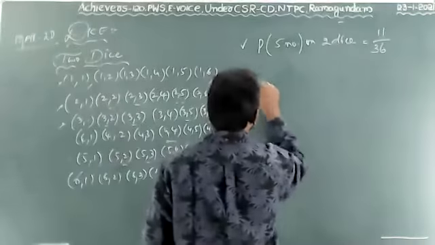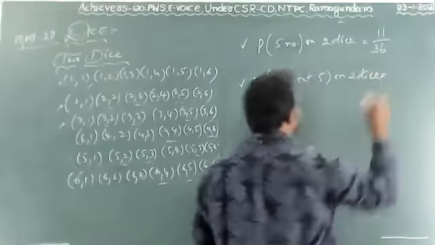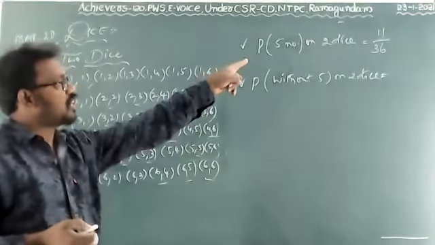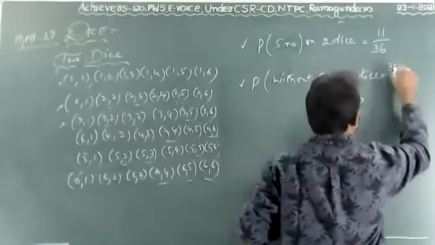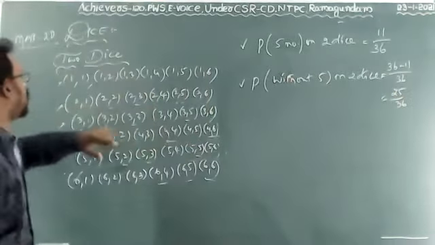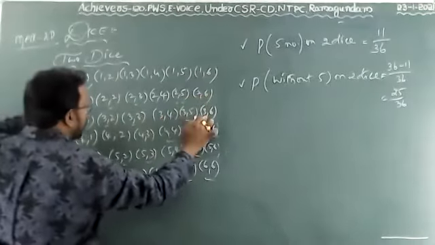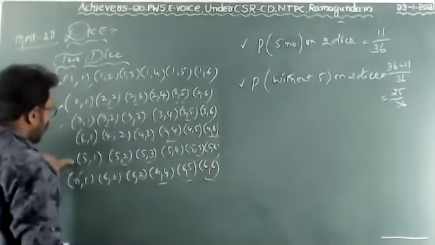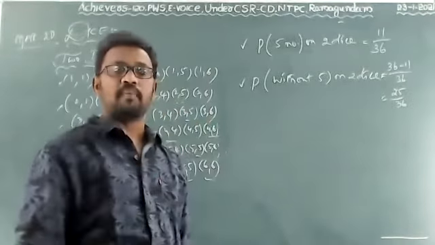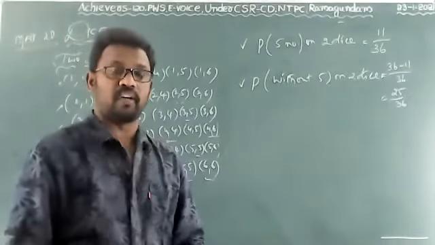So same like that here. What is the probability of getting without a 5 on 2 dice? Already 5 you got. Remaining all are without 5. Out of 36, if you delete 11, 25 will be here. 36 minus 11 is 25 by 36. Directly you can do it, no need to count. Counting without a 5 is 1, 2, 3, up to 20, 21, 22, 23, 24, and 25 by 36. No cancellation is going on. 25 by 36, without a 5.